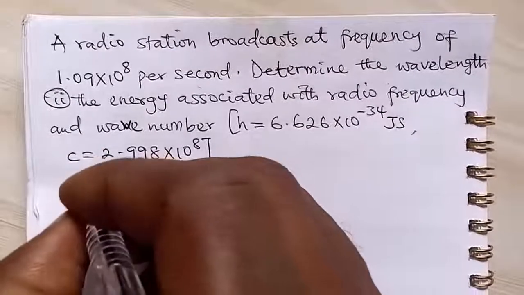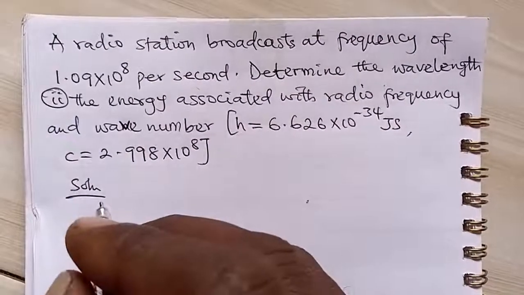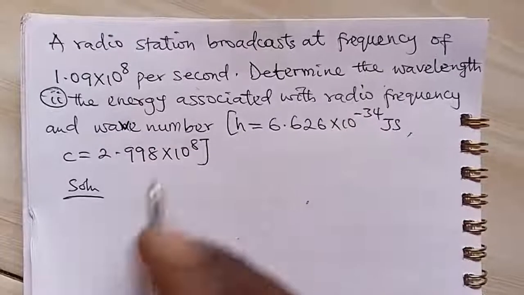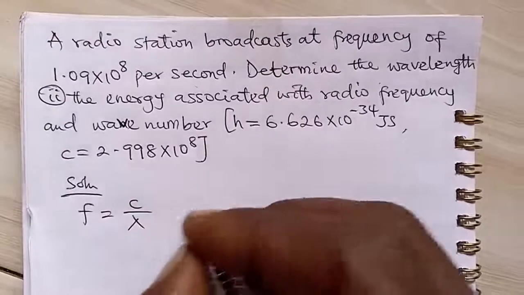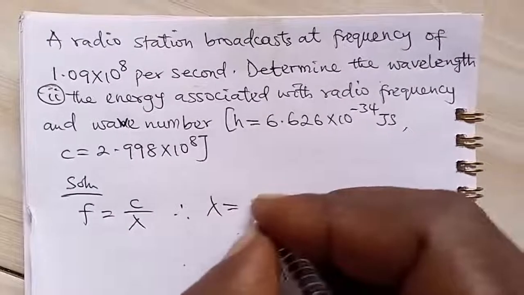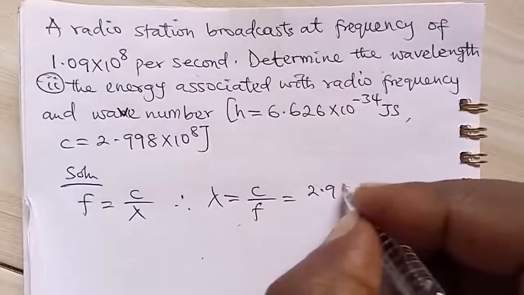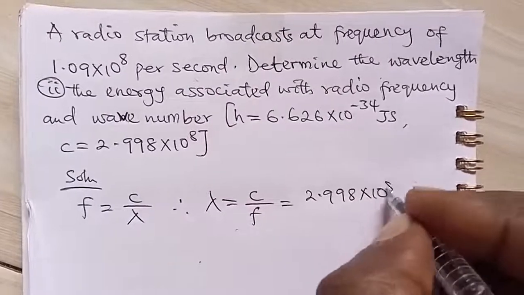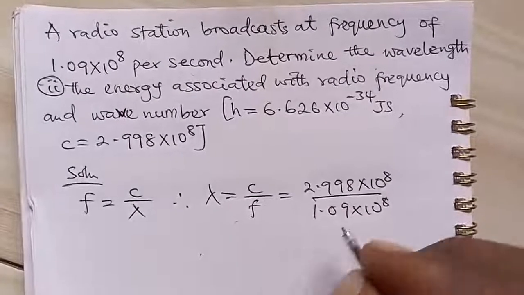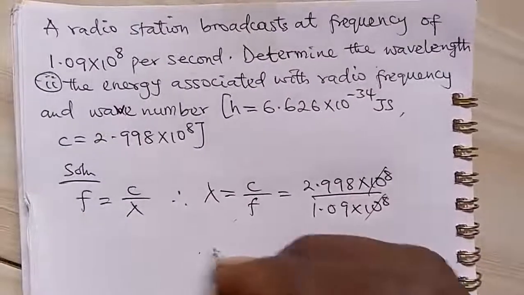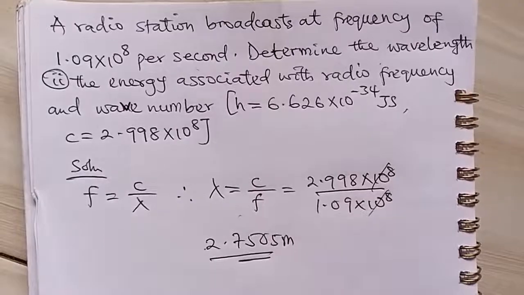Now for us to solve, the first one is to determine wavelength. What's the relationship between wavelength, frequency, and speed that is given to us? We know that frequency f is given as speed over wavelength. If we make wavelength the subject of the formula, wavelength is equal to speed over frequency. If we plug in the values, we have 2.998 times 10 raised to power 8 divided by 1.09 times 10 raised to power 8. If we divide that, we get about 2.7505 meters. That's the wavelength.